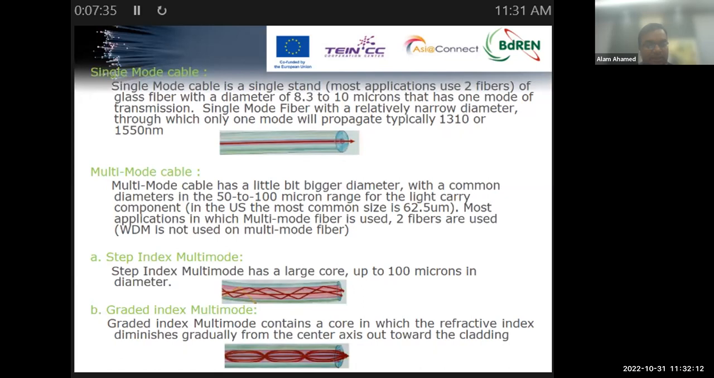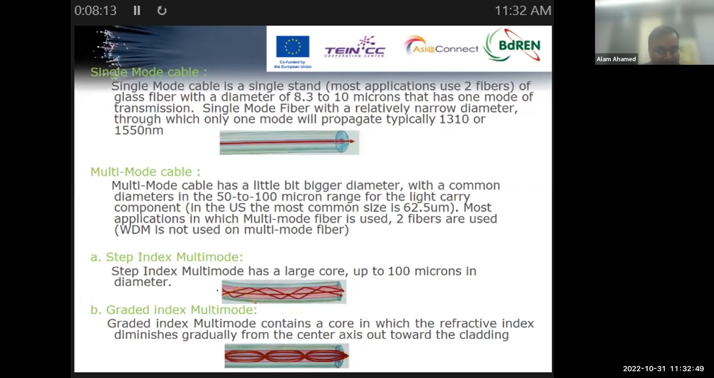Multimode cable has a little bit bigger diameter, with a common diameter in the 15 to 100 micrometer range of light carrying component. Most applications use multimode fiber of two types. Step index multimode has a large core, up to 100 micrometers in diameter. This is the step index multimode fiber.